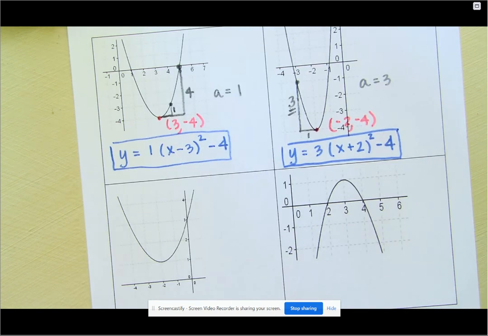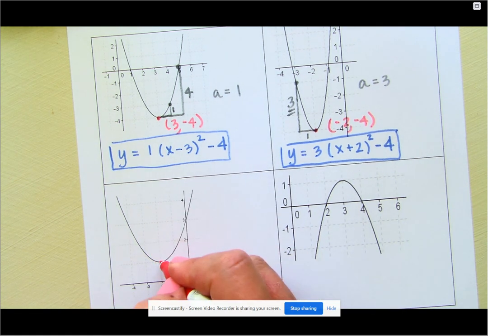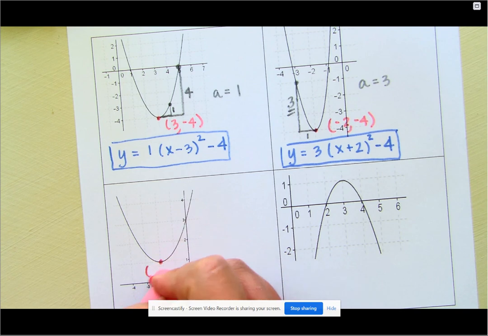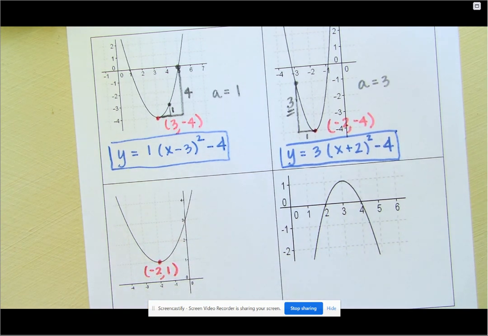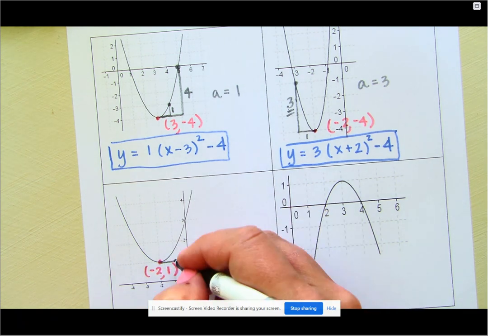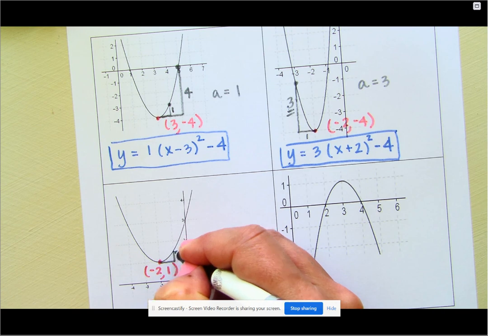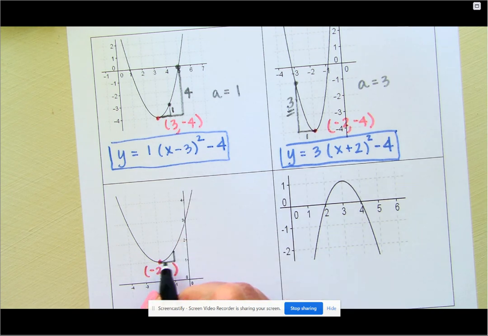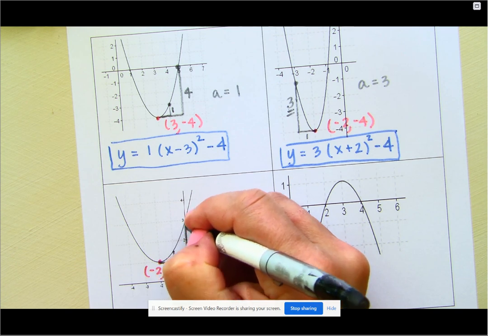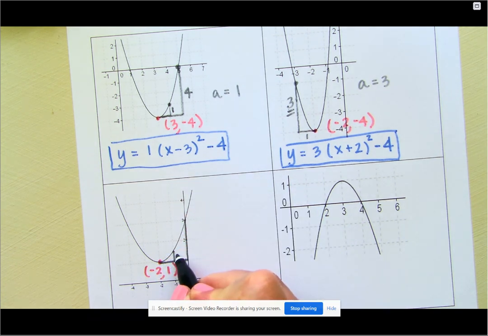Okay, third one. Here we go. The vertex is -2, +1. And this is weird. Okay, no, I shouldn't say weird. So when you go out 1, it appears that it's not going up a full unit, maybe only a half. We can't be sure. So let's go out 2, and it looks like when you go out 2, you're going up 2. Okay, so we know this is our A value.